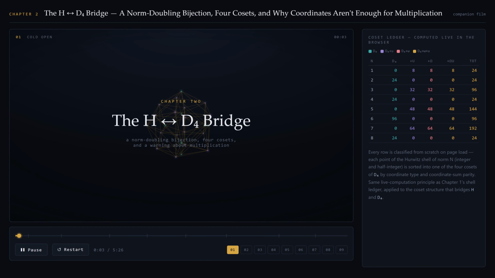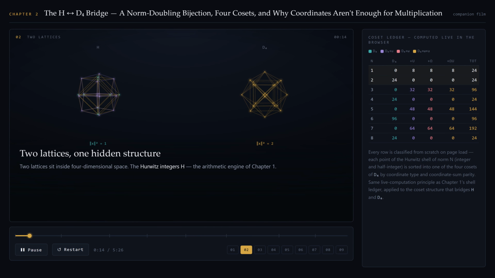Two lattices live inside four-dimensional space, and they look nothing alike. This chapter finds the exact matrix that turns one into the other, and the trap waiting on the other side.